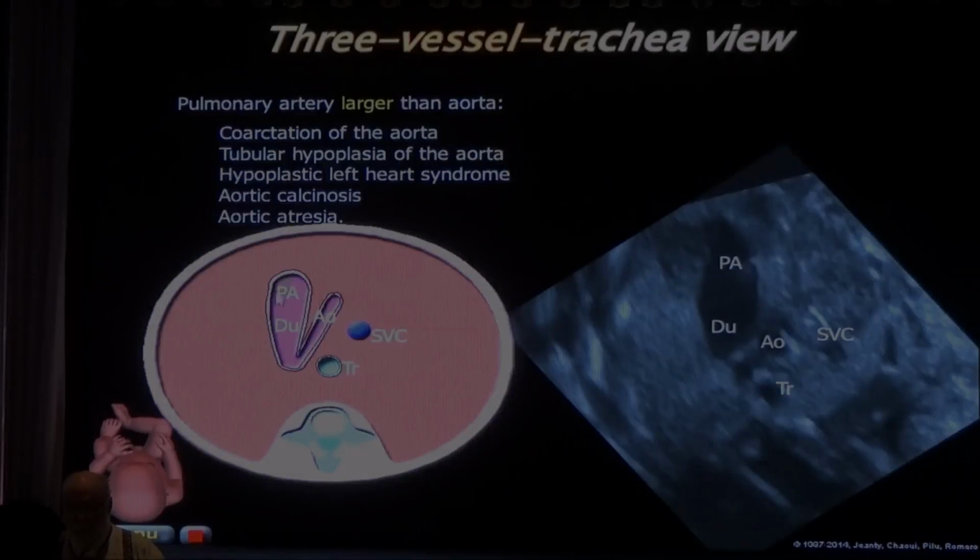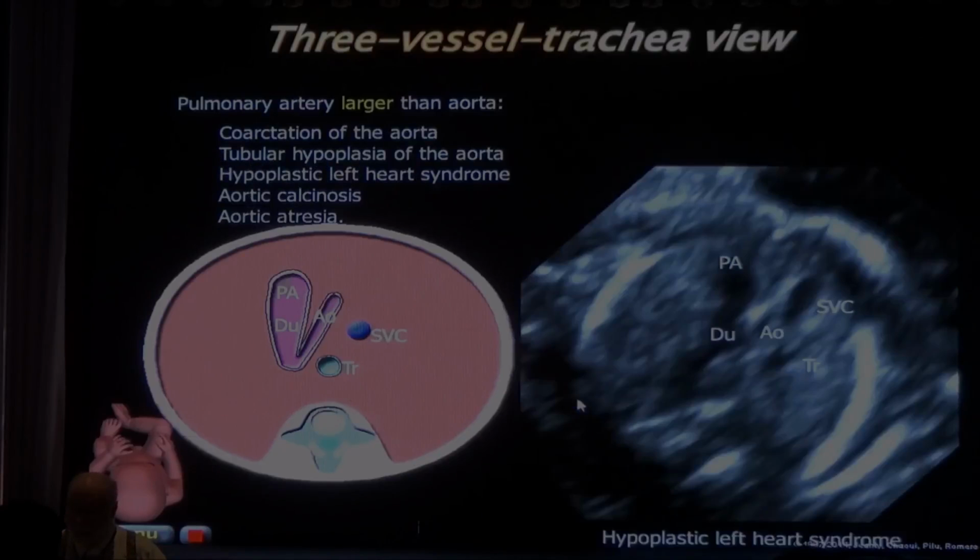Here, on the other hand, we have a large pulmonary and a very thin aorta. So the aorta is very small, and you can see that it's not posterior to the line that I described to you when we're talking about the three vessel view. Think about coarctation of the aorta, tubular hyperplasia of the aorta, hypoplastic left heart syndrome, and so on and so forth.